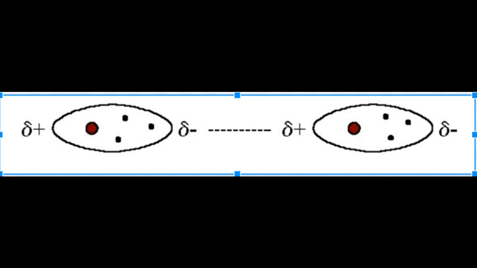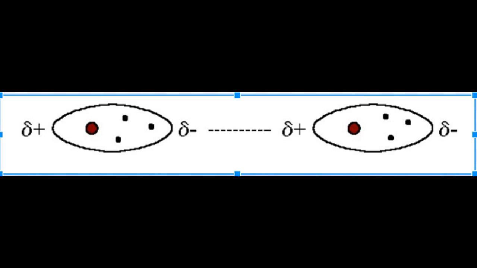Here we have an example of a London dispersion force in between two molecules. The electrons, represented by the black dots, are in constant motion in the molecule. Eventually, this will result in one side of the molecule with a large amount of electrons, creating a negative charge, or a side where there are a smaller amount of electrons, creating a positive charge.